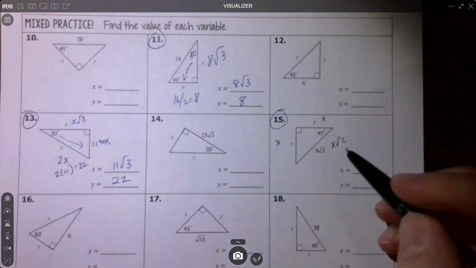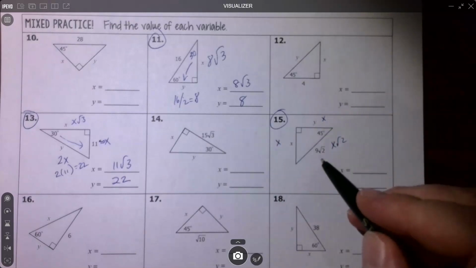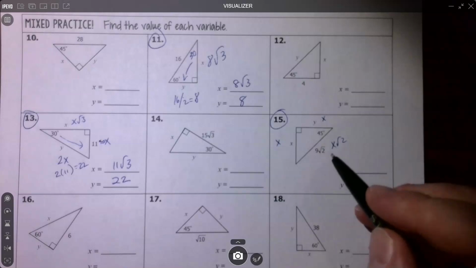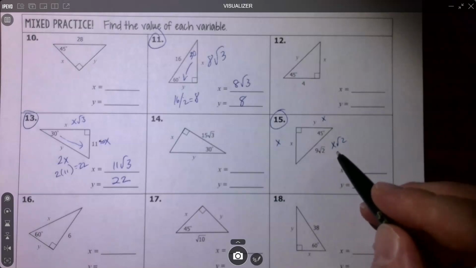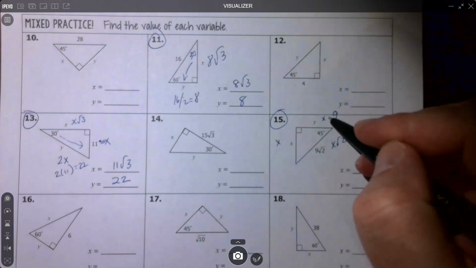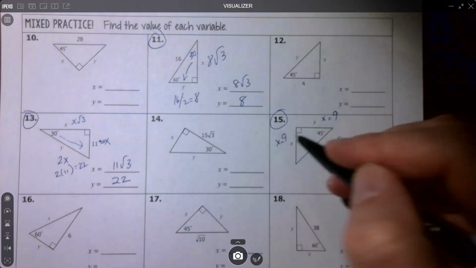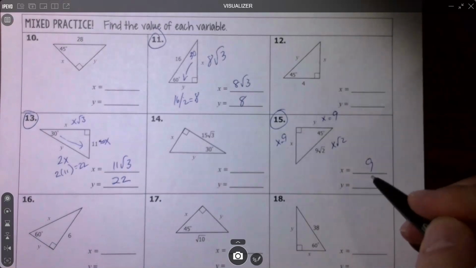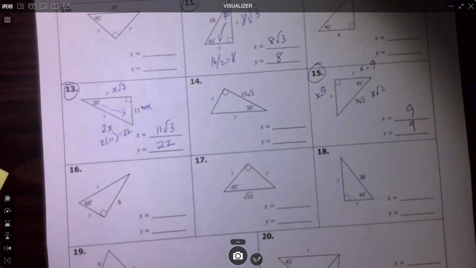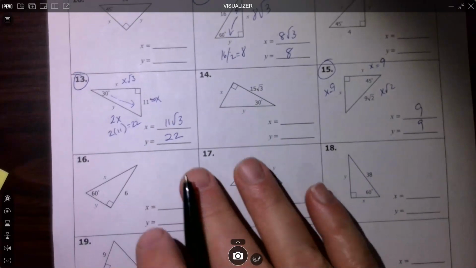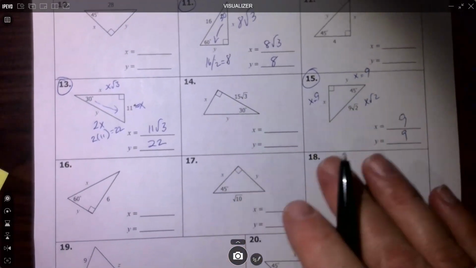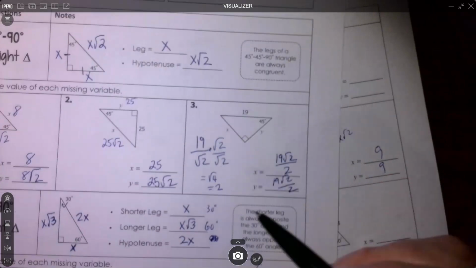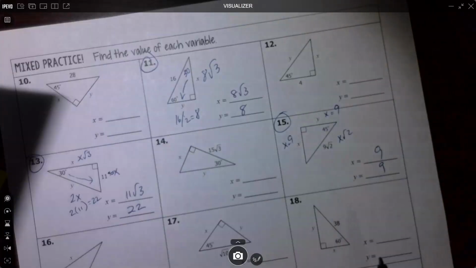Okay, if this is x square root of 2, compare the two. What does x have to be equal to? You can look at it. Good. X has to be 9. Okay. So these both have to be 9. So this X is 9, and this Y is also 9. Okay. So again, ignore the letters that are actually in the problem and just put the x, this stuff written on it. It'll help out.